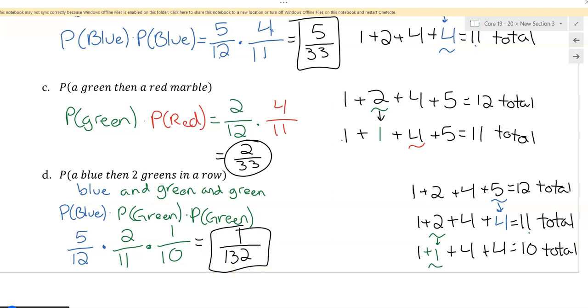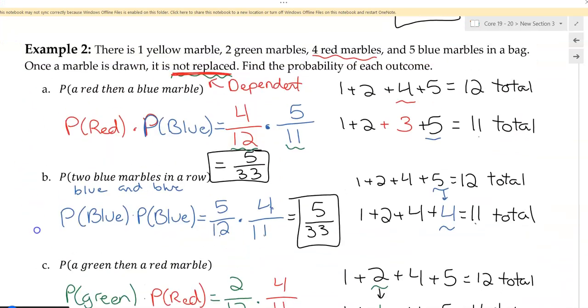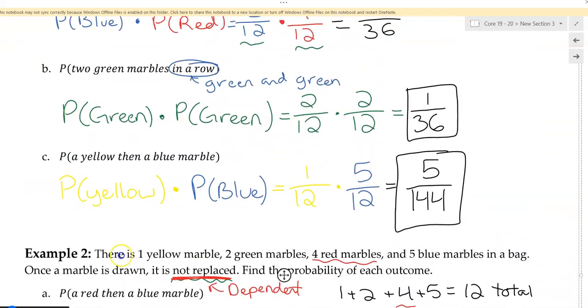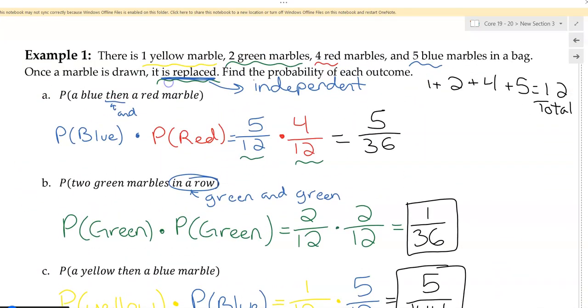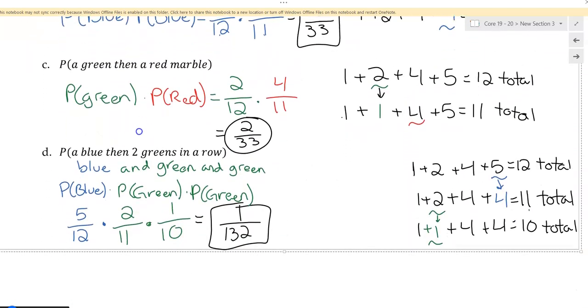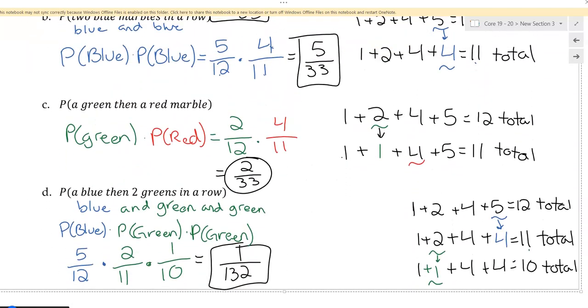Okay. So with the not replaced, right, so these are your key words, the not replaced or the replaced. Okay, are you putting it back, changing your total, or not? All right, that is it.